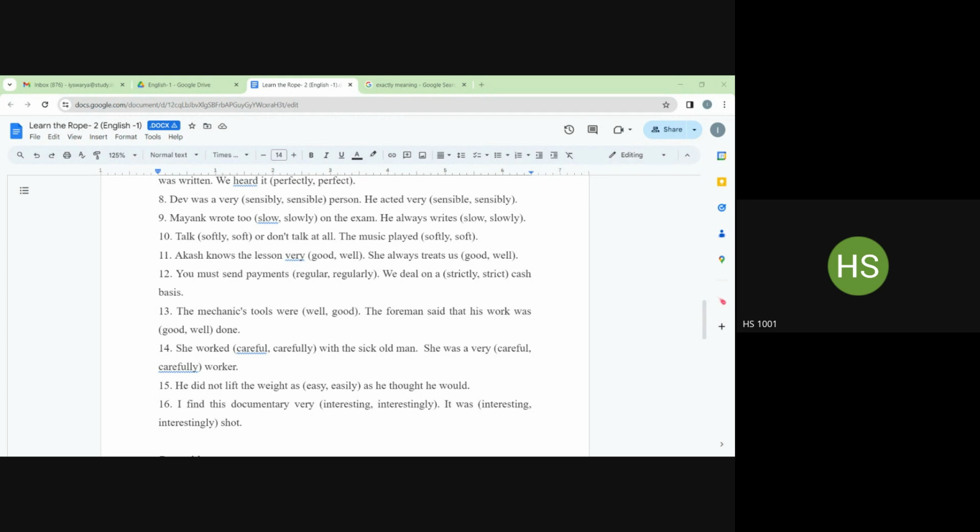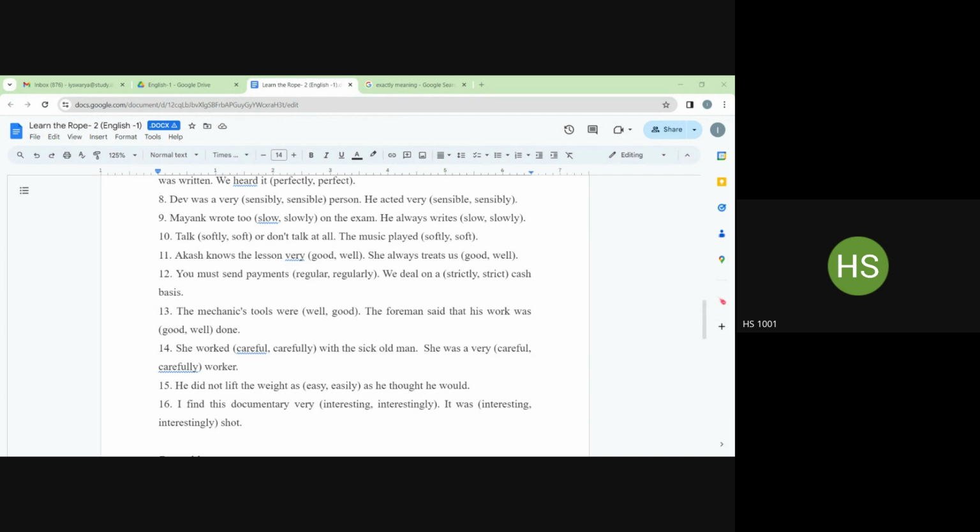The next one, the 12th question. You must send payments regularly. We deal on a strictly cash basis. The first sentence: regular or regularly? Regularly. We deal on a strict or strictly cash basis? I think strictly. This is about how you deal, right? So strictly on a cash basis.